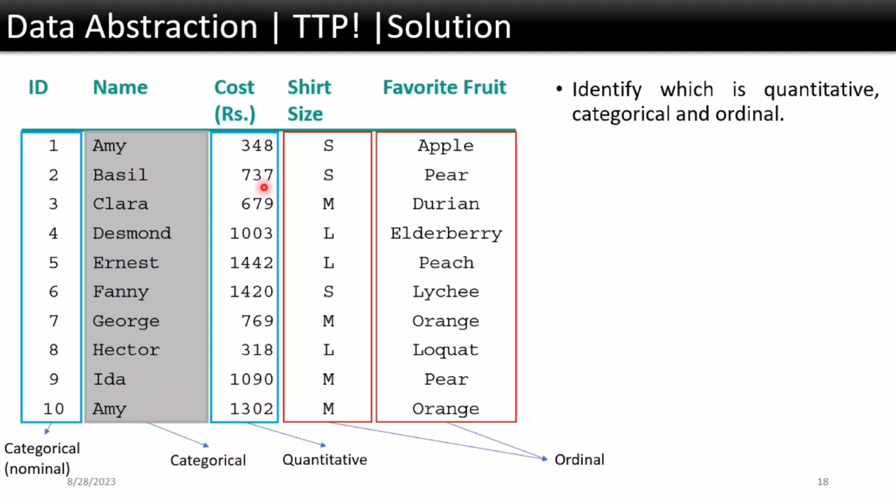Then cost is all numbers, so it's called quantitative data. And for S, M, L, there is some repetition, and also some relation between each other. This states the size of the shirt, so those are called ordinal data. Apple, pear, all are fruits. That's the relationship. Those are ordinal data.